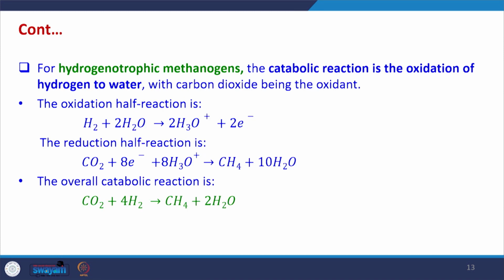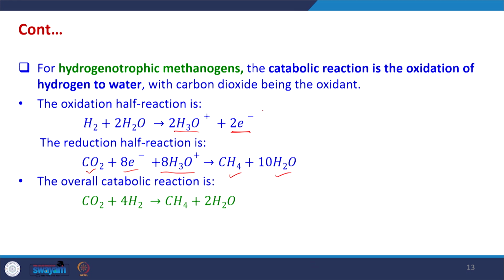Now, continuing for hydrogenotrophic methanogens, the catabolic reaction is the oxidation of hydrogen to water. In this case, carbon dioxide is being used as an oxidant. We can see here that carbon dioxide is being used as an oxidant in a biological reaction, which is never possible in the usual scenario. The oxidation half reaction is H2 combining with water to form H3O plus and 2 electrons, and in the reduction half reaction CO2 combines with 8 electrons and H3O plus to form methane and water.